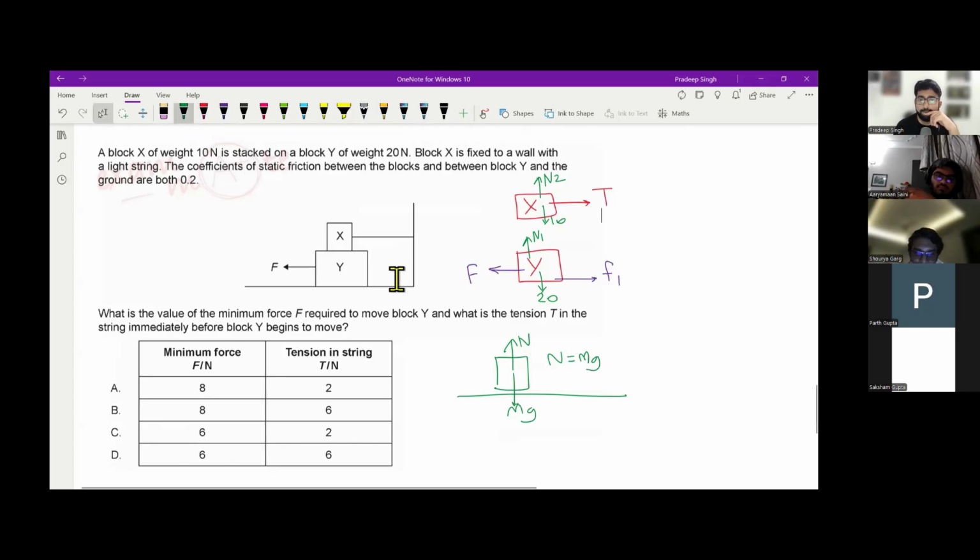What else? The friction is there, but I'm not sure what the direction of that is. So for that, imagine Y will go to the left because of this force, right? If Y is going left, which means Y is forcing X to go left side. Now for X to be at rest, what should be the direction of friction? It has to balance the T. So let me draw. The direction of friction is left, and let's call that F2.